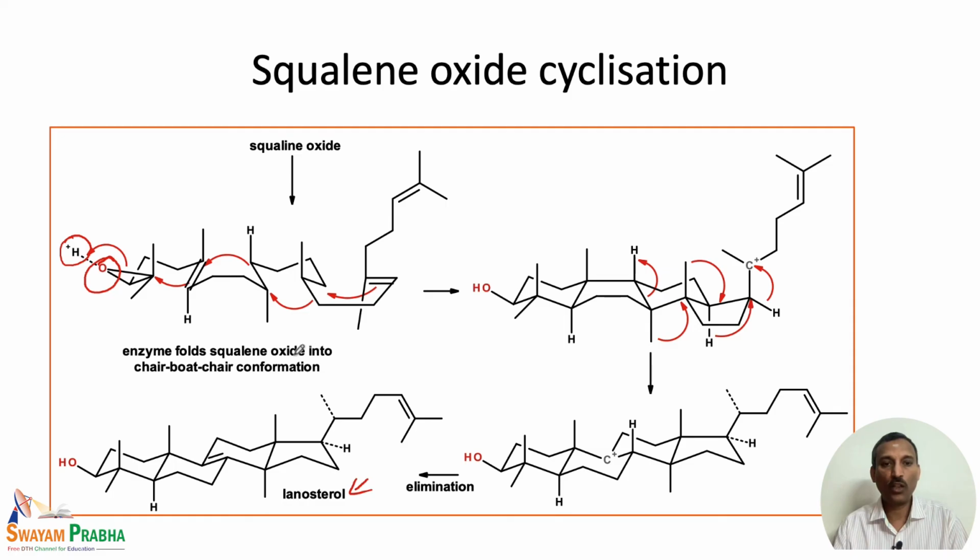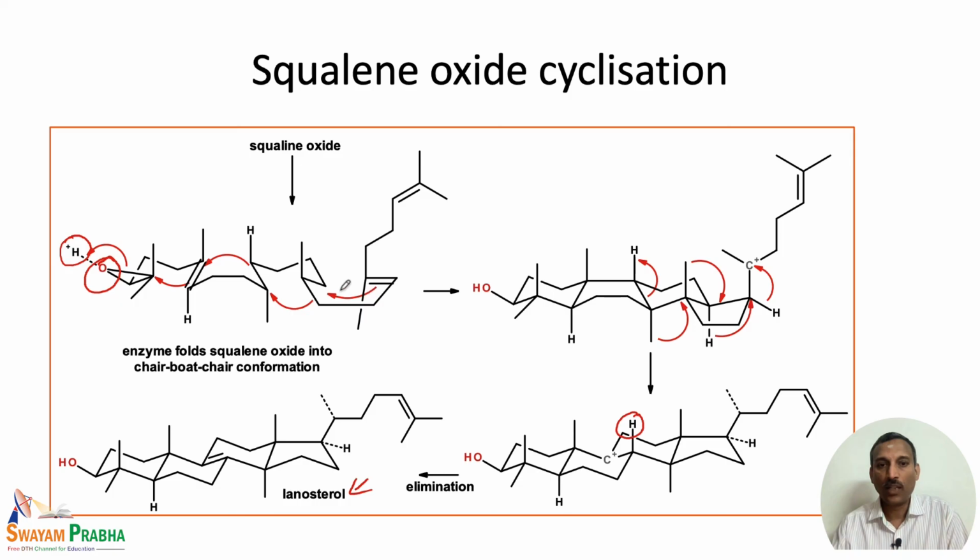folds the squalene oxide into chair and boat conformation as shown here, and this leads to various shifts of double bonds which lead finally to the lanosterol molecule after the elimination of a water molecule. So, elimination of a proton. This hydrogen is actually lost to give the double bond as shown here.